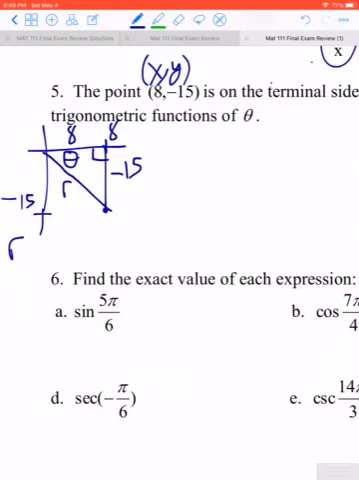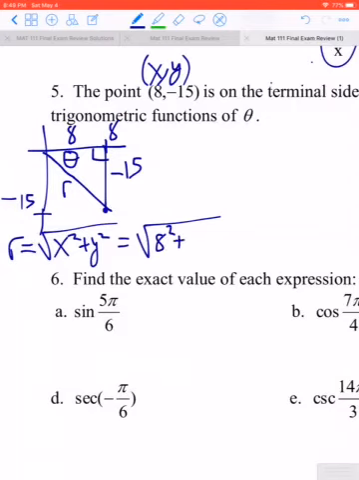We had a formula that said that r is equal to the square root of x squared plus y squared. That's going to be equal to the square root of 8 squared plus negative 15 squared, which if you work it all the way out should give you the value 17. So the hypotenuse of this right triangle turns out to be 17. If you know how to sketch this and you do it like this, then you can simply find the values of the 6 trig functions by using the side definitions.